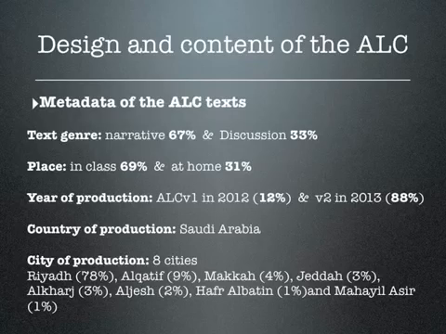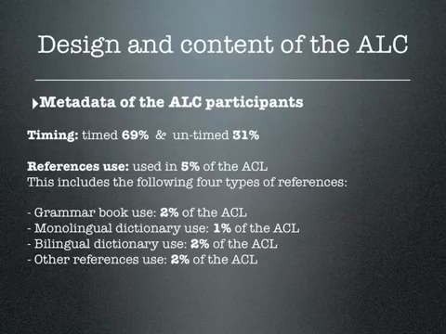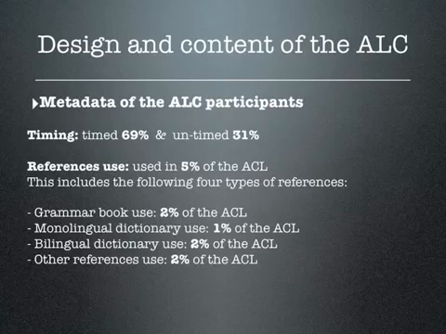The first version of the Arabic Learner Corpus was collected in 2012, which represented 12% of the current data, whereas the second version was collected in 2013 and represented 88%. The entire corpus data was produced in Saudi Arabia, in 8 cities. The capital city, Riyadh, has the largest portion of the corpus, which is 78%. Timing was based on the location of the materials being produced.